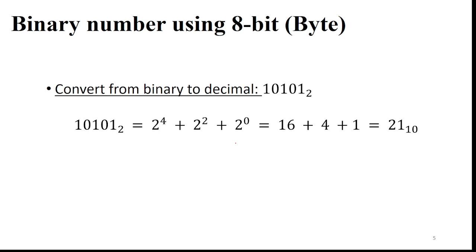This is another example if we want to convert from binary to decimal. We have a binary number 10101. If we convert it into decimal, we apply the same principle, the same concept, and we obtain 21. So 21 in decimal is 10101 in binary.